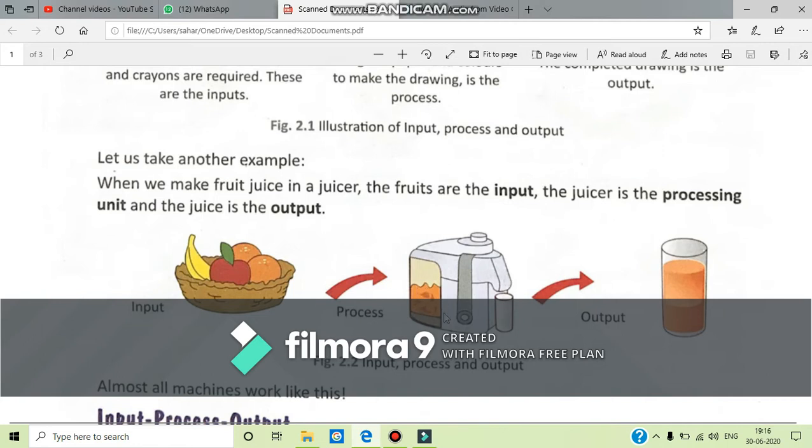Next, when your mother switches on the juicer, it will start making juice out of the mango cubes. That means the juicer machine is the processing unit here. After that, mother pours the mango juice from the juicer machine into a glass. So which is our output. So here fruits or the mango cubes are our input. Then the juicer machine is our processing unit. And last, the mango juice is our output.